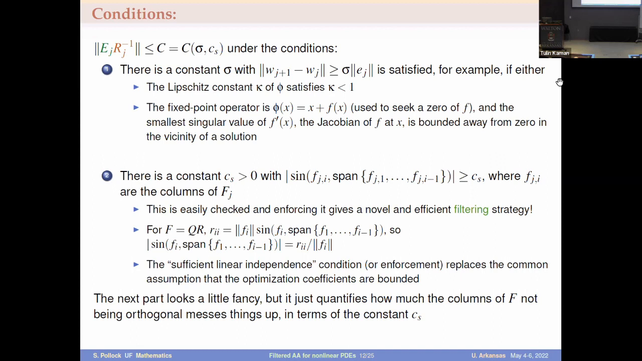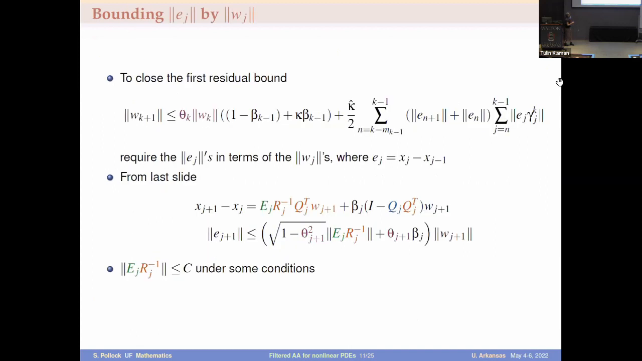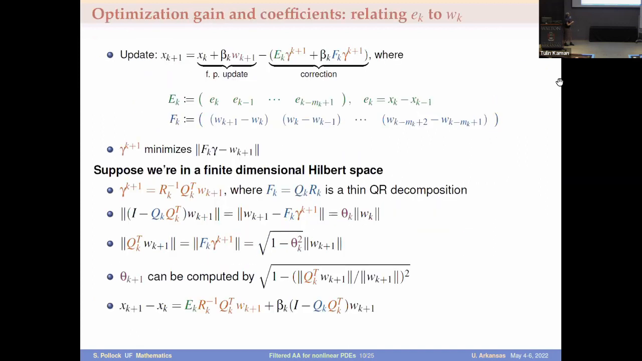I think the last part of your question is what exactly are we doing with the filtering? Right, so what we do is compute our QR factors, and then compute the ratio of the diagonal entries of R over the corresponding norms of the columns of F. If that ratio is smaller than what we want, we just remove the corresponding column of F and column of E, and it just filters it out of the iteration. Does that make sense?